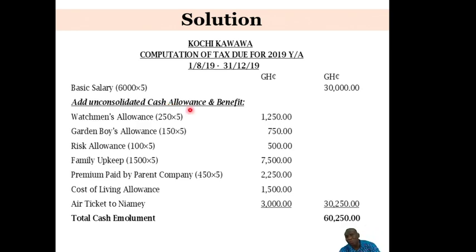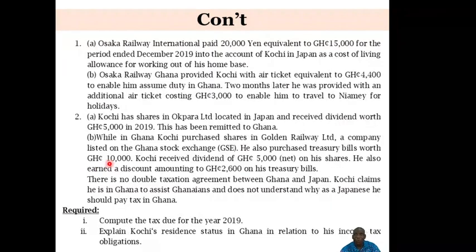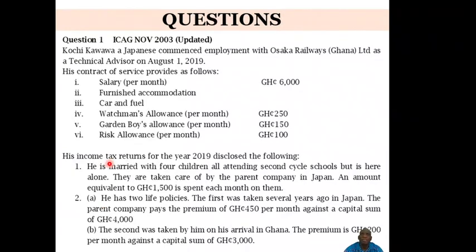The format is that you have to add all consolidated cash allowances and cash benefits, and we're told all kinds of allowances: watchman allowance, garden boy allowance, risk allowance. This one is very easy. But now look at this one, family upkeep. Some people may not know this one. Let me go back to the question and show you. We were told that he is married with 4 children, all attending second cycle schools, but he is here alone. So the children are not in school in Ghana.